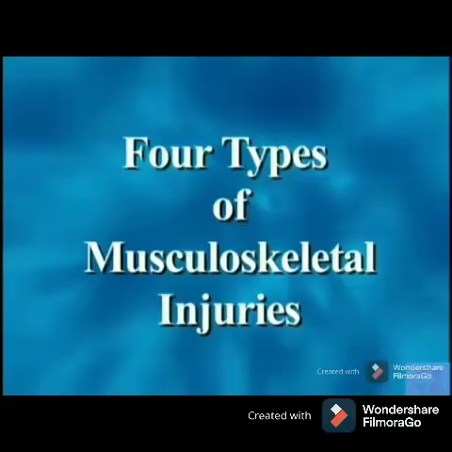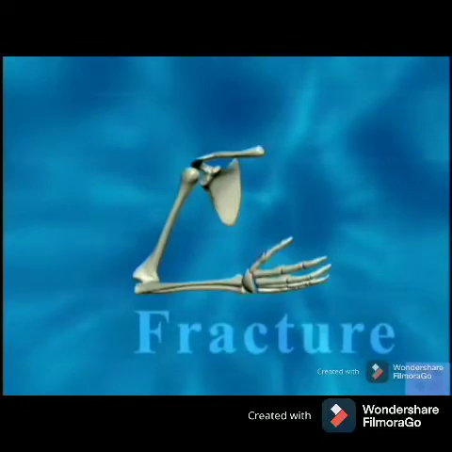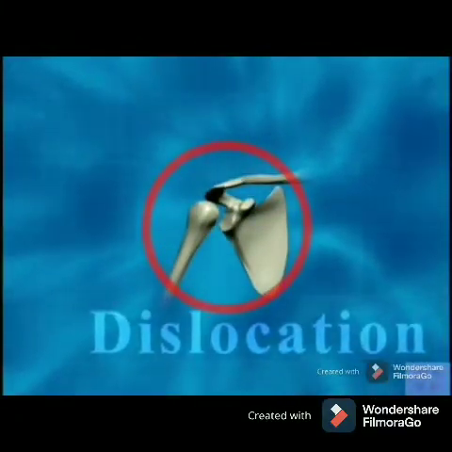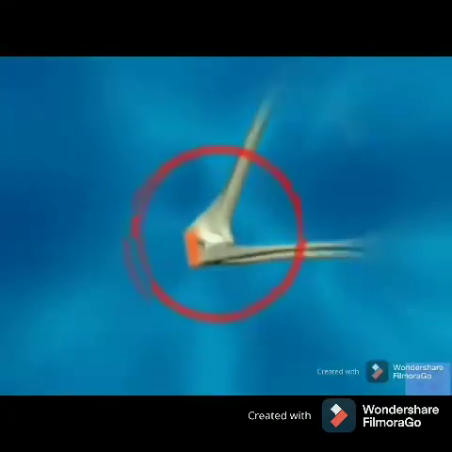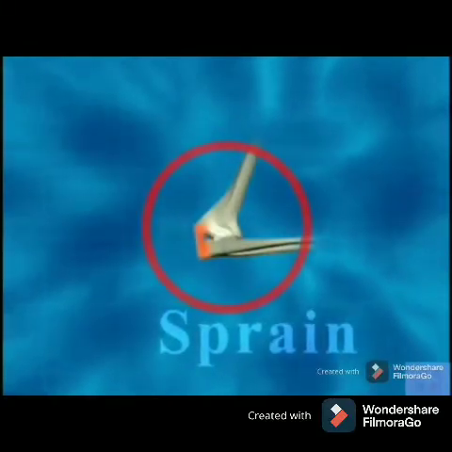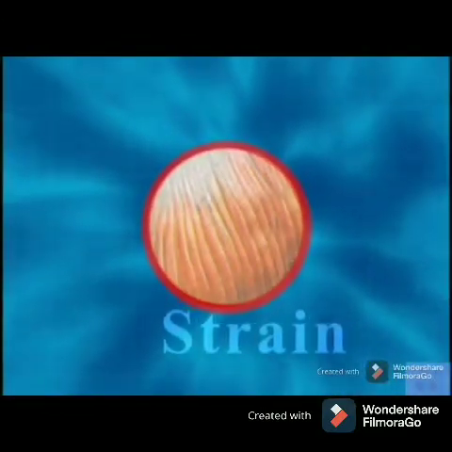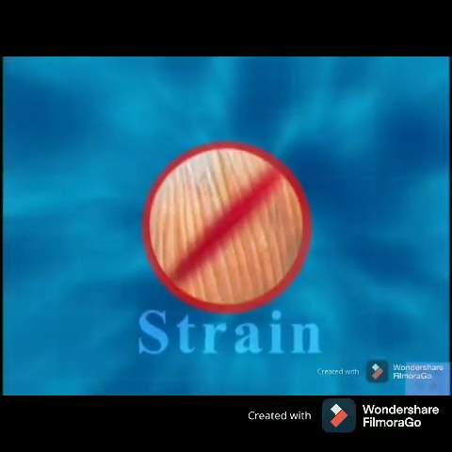Musculoskeletal injuries can occur in many different ways, and there are four basic types. The four types of musculoskeletal injuries are a fracture, which is a break, chip, or a crack of the bone. A dislocation, which is a separation of a bone from a joint. A sprain, which is the tearing of ligament at a joint. And a strain, which is a stretching or tearing of a muscle or tendon. This is usually called a pulled muscle.